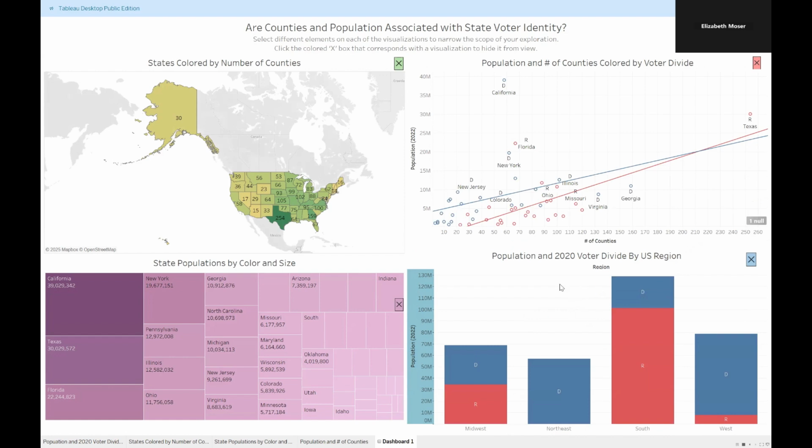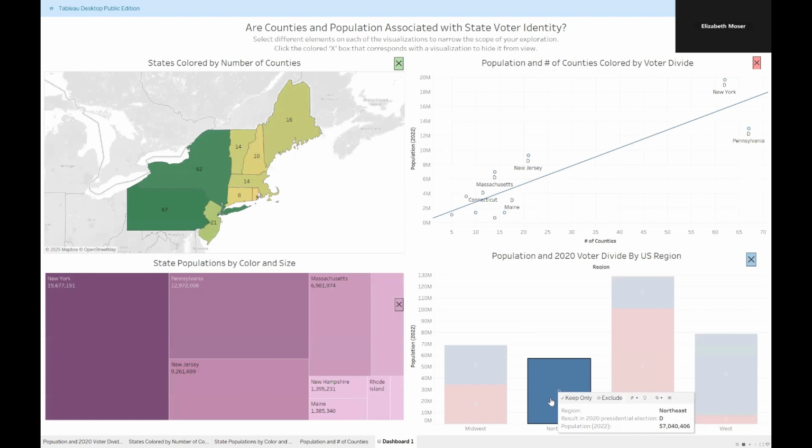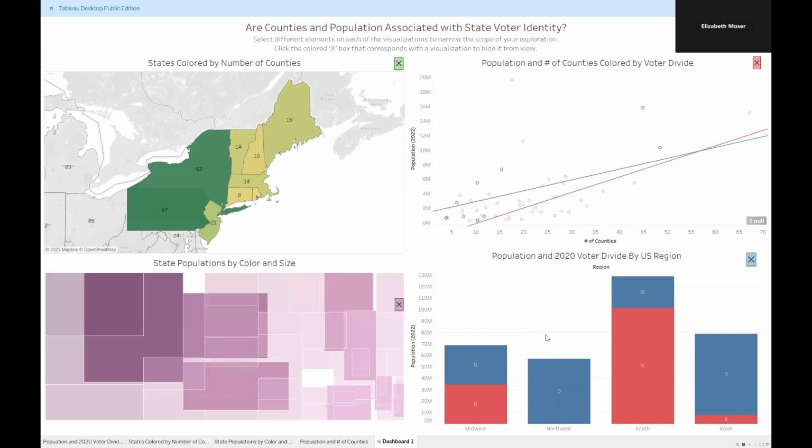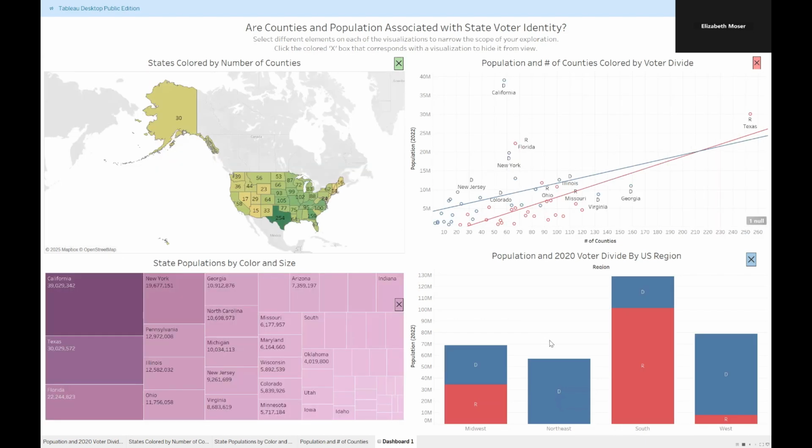Knowing that larger states have more counties, but not necessarily more people, let's take a look at the final visualization. This stacked bar graph shows us total population and voter identity divide for each region in the United States. The Northeast is made up of small, entirely Democratic states, which makes sense since we know from the scatter plot that the cluster of states with less counties and a low population were Democratic. The Republican states are mostly located in the Midwest and South, where the larger states are located.